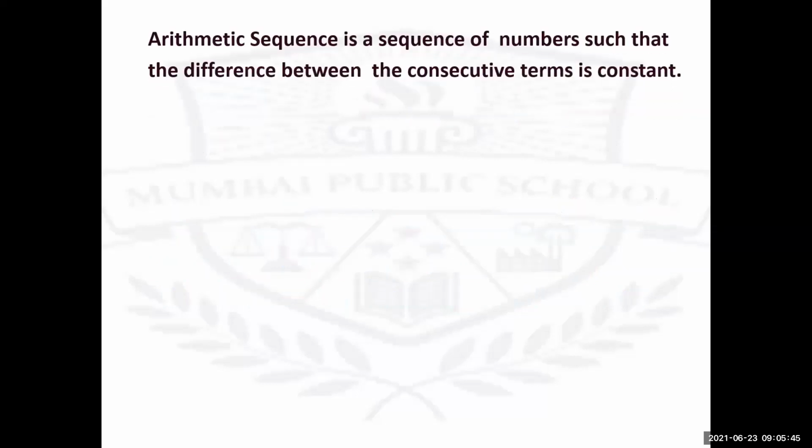Arithmetic sequence. An arithmetic sequence is a sequence of numbers such that the difference between the consecutive terms is constant. So whatever the difference is going to come between the two terms, we are moving to the definition of arithmetic progression. So what is an arithmetic progression? It is a sequence of numbers where the difference between the two consecutive terms is constant.